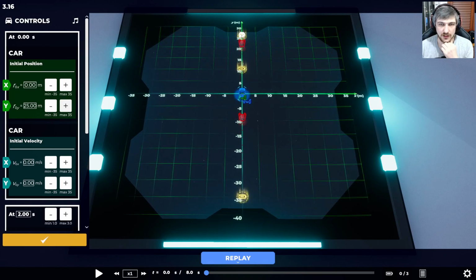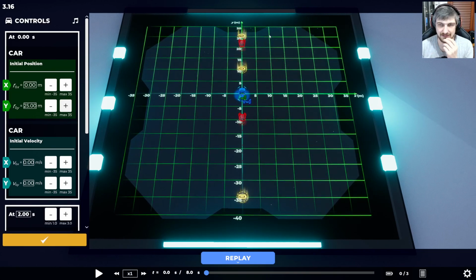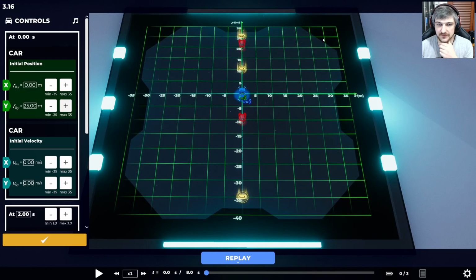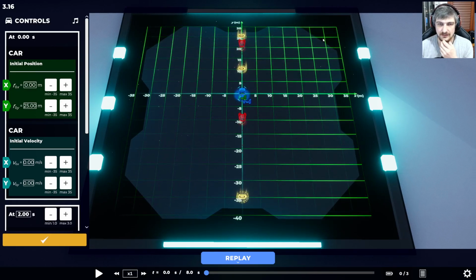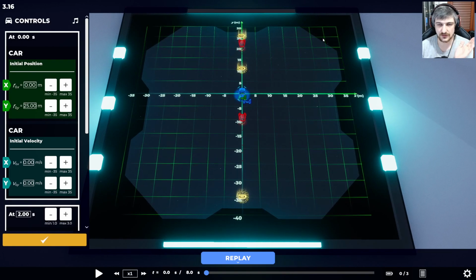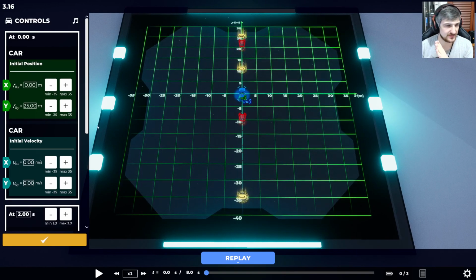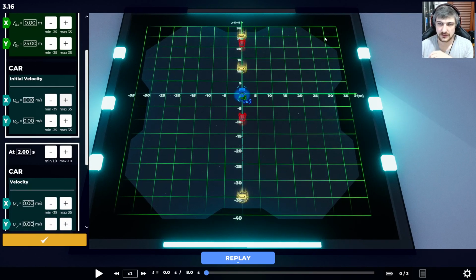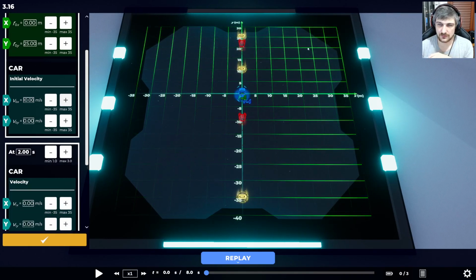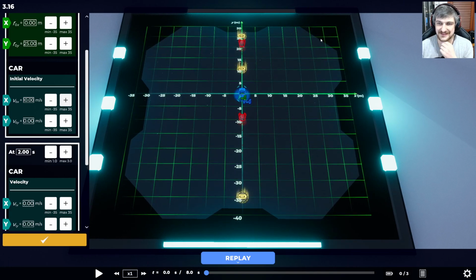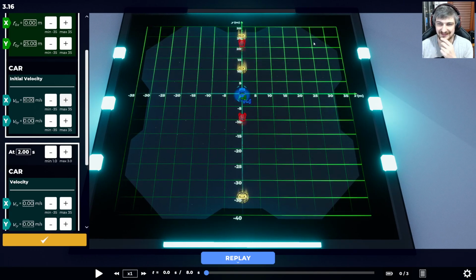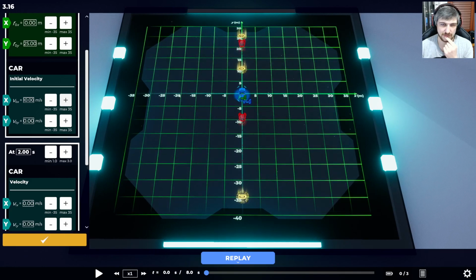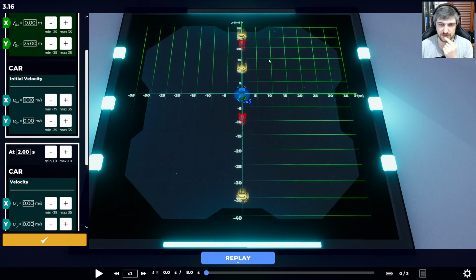So 0, 25, yes, and then 1, 2, 3. We're going to be 30, 25. So we just need to go in 3 seconds. We just need to go positive 10 to go 3 seconds. Okay, and then we need to go here. It's across here. Is it 1, 2, 3? Yeah, so 1, 2, 3.